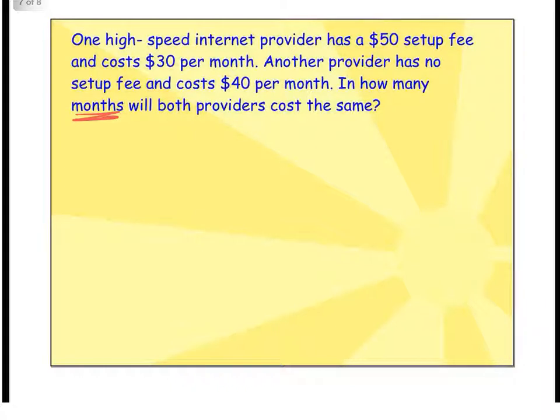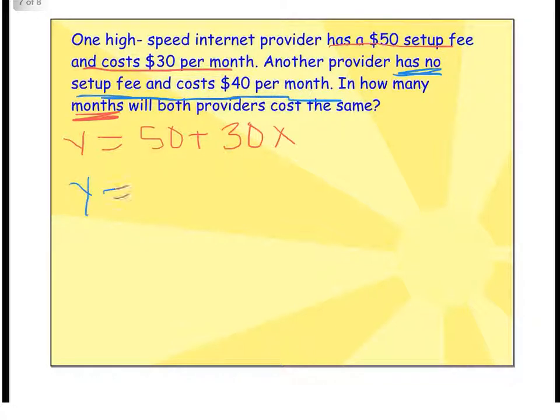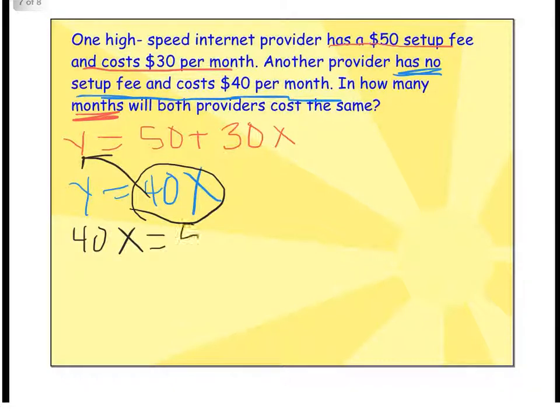So my first option has a $50 setup fee and costs $30 a month. So that $50 is a one-time fee plus $30 every month, so 30x. My second one has no setup fee, so that's $0, but it's $40 per month. So I'm just going to say 40x. And we have to figure out in how many months you'll have spent the same amount of money on them. So my y's are already solved for, so I'm going to take what y is equal to, which is 40x, and put it in for that y. So I get 40x is equal to 50 plus 30x, and I'm going to go ahead and solve for my x's.